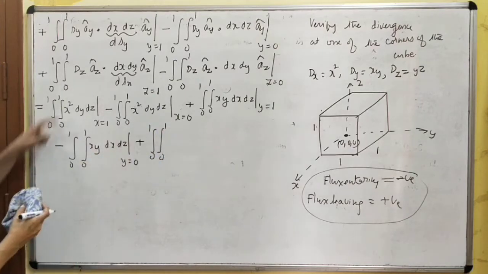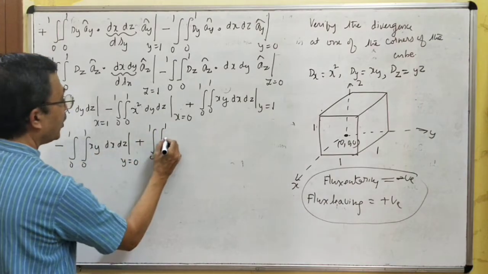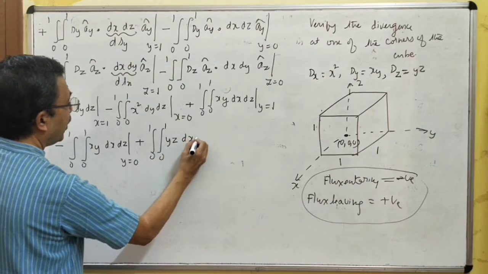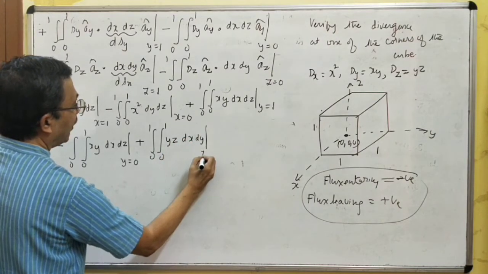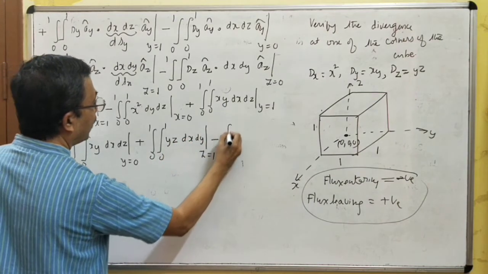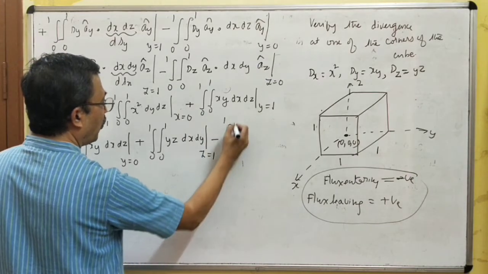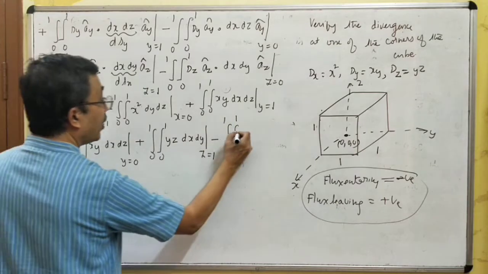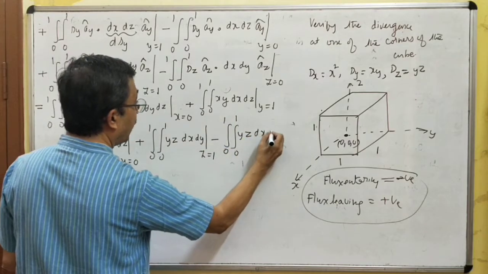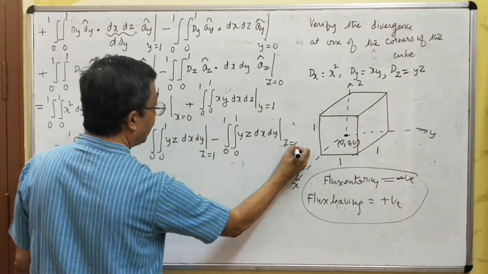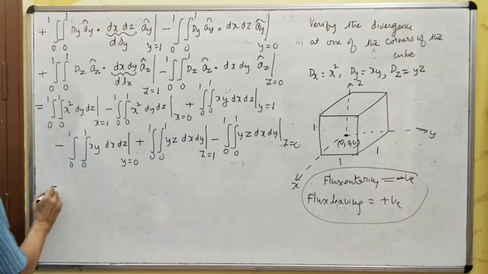to 1. What is D_z? D_z is yz. yz into dx dy evaluated at z equal to 1, minus double integral, x varying from 0 to 1, y varying from 0 to 1, yz dx dy evaluated at z equal to 0, equals.